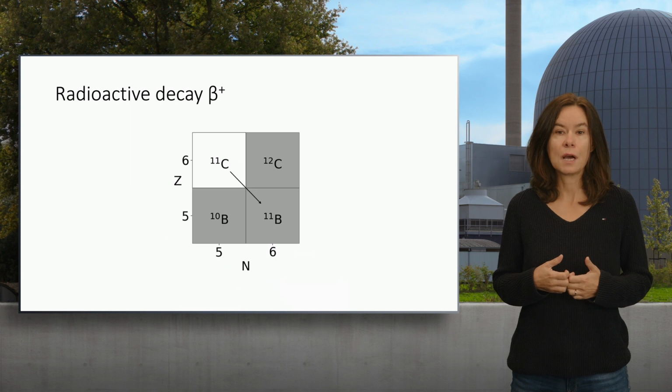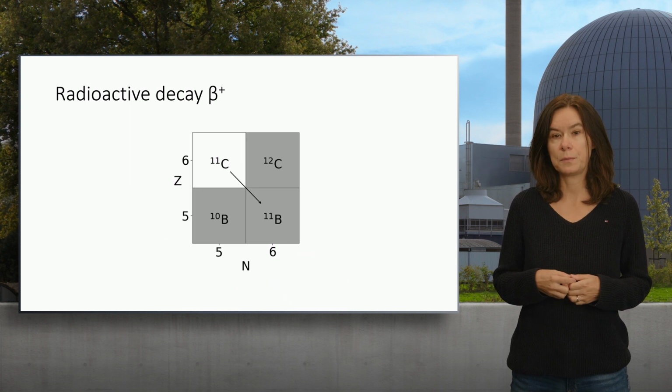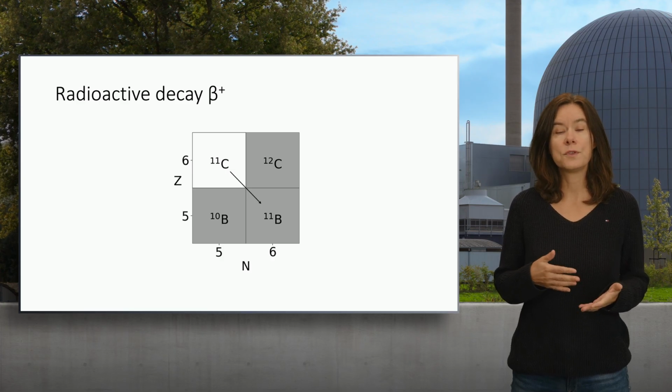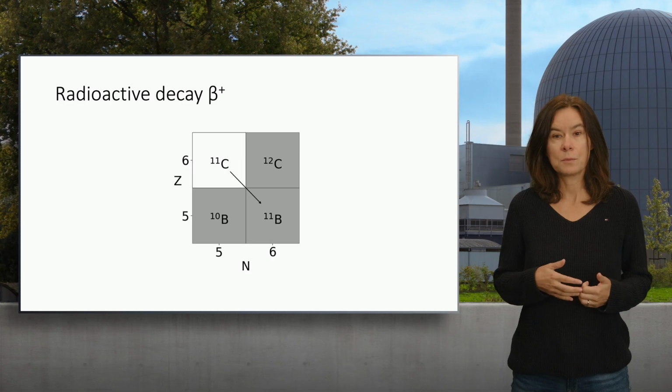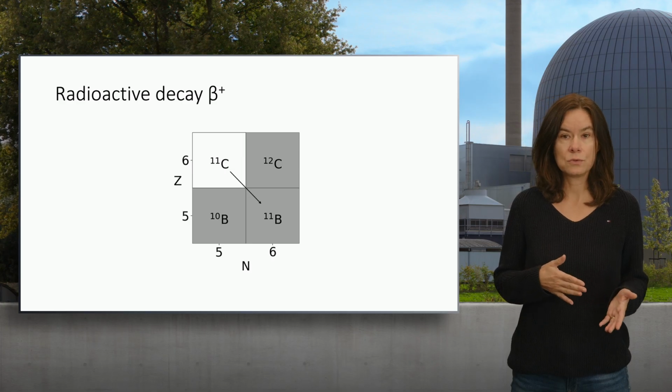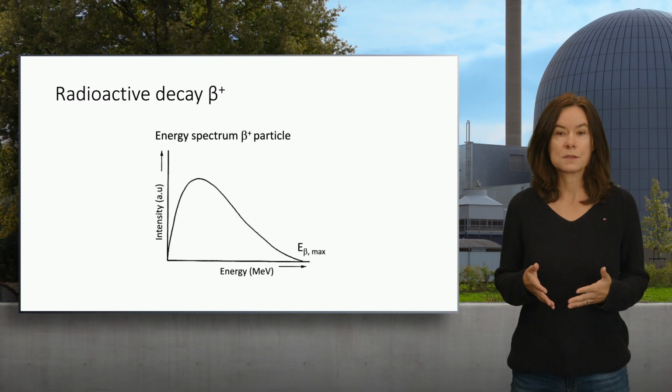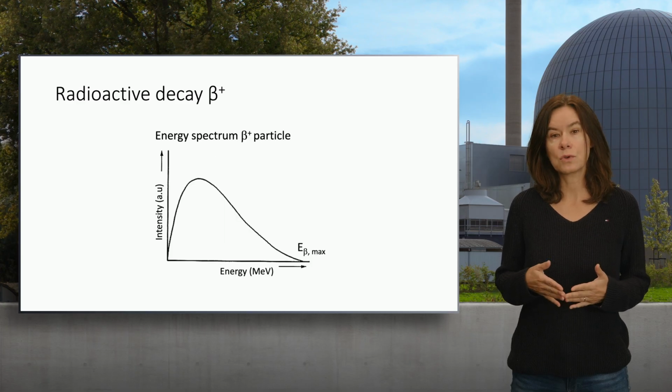On this slide, you see how we can use the nuclide chart to determine which nuclide will be formed after beta plus decay. Since one proton will be lost, we move down to the right. The mass number remains unchanged as a neutron is also formed in the process. Similar to beta-minus particles, beta-plus particles also have an energy spectrum with a maximum energy, which will be obtained when the neutrino does not receive any energy.